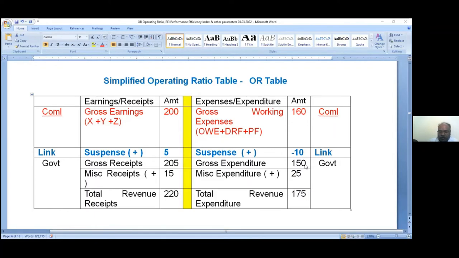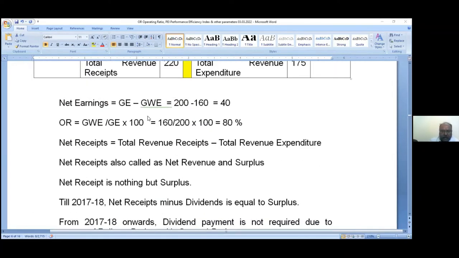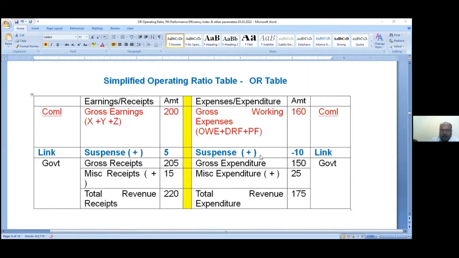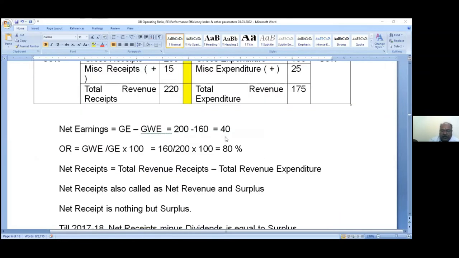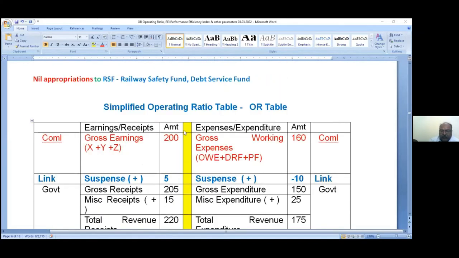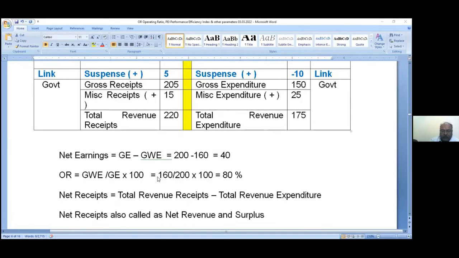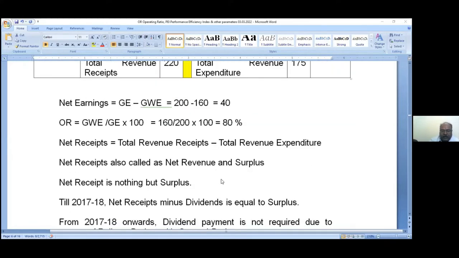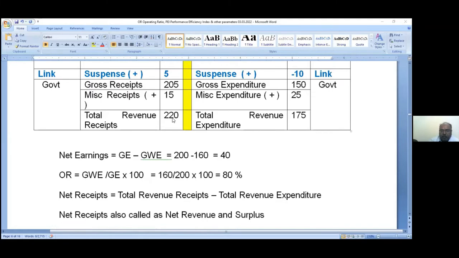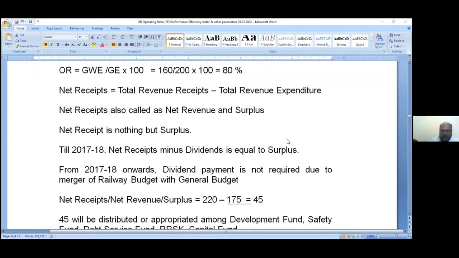Simple. Don't confuse. Now check. You may ask what is net earnings also. Net earnings is nothing but just the difference between gross earnings and gross working expense. What is net earnings? 200 minus 160 is equal to 40. What is operating ratio? It is gross working expenses divided by gross earnings into 100, 80%. What is net receipts? This is 220 minus 175, that is 45 rupees.